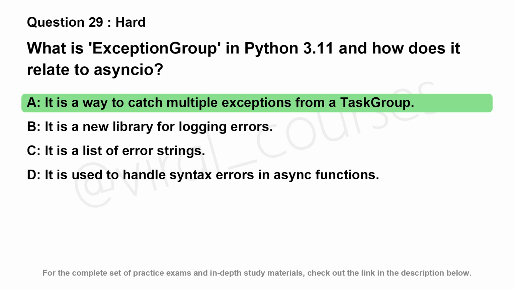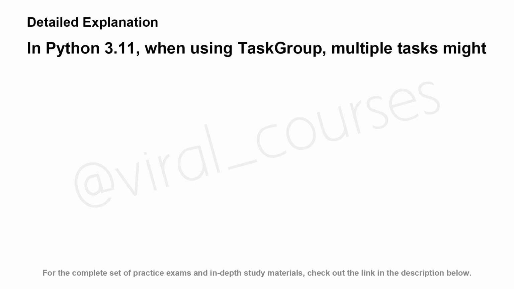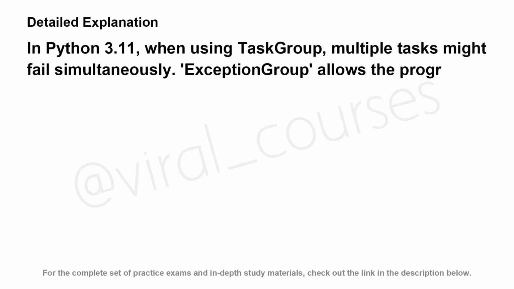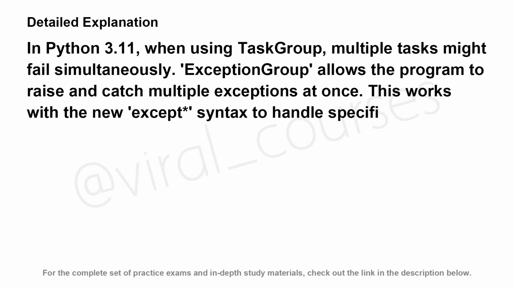The correct answer is A. In Python 3.11, when using TaskGroup, multiple tasks might fail simultaneously. ExceptionGroup allows the program to raise and catch multiple exceptions at once. This works with the new except* syntax to handle specific errors within the group.